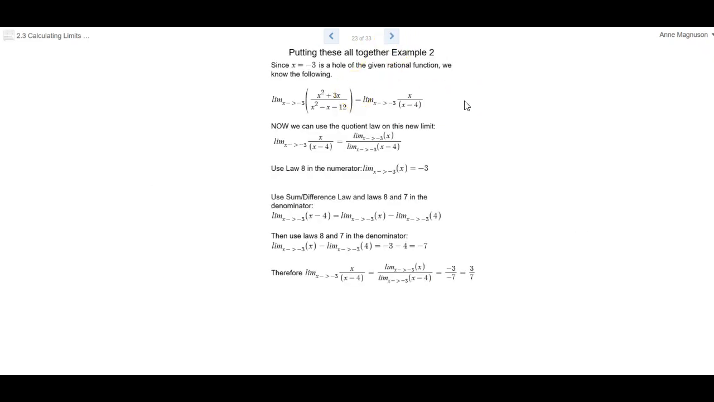Now I can use the quotient rule, the quotient limit law. So I can take the limit of the numerator and the limit of the denominator on that simplified function. And again, using the identity function law in the numerator and the sum or difference law in the denominator, and then again the identity function law and the constant function law, and I get 3/7.